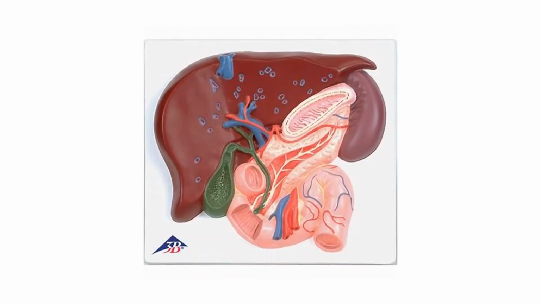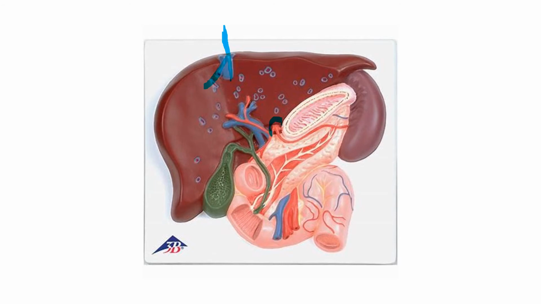Moving on to other models, this is another liver model. I have quite a few to show you. First of all, this part right here is showing you the inferior vena cava, and this part, this vein coming into it, is representing a hepatic vein.